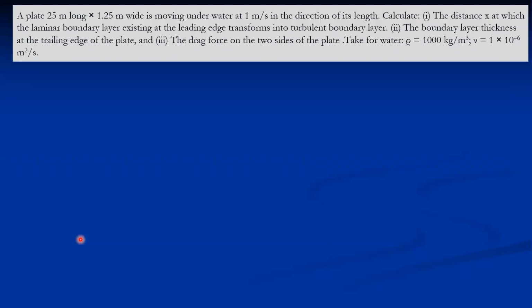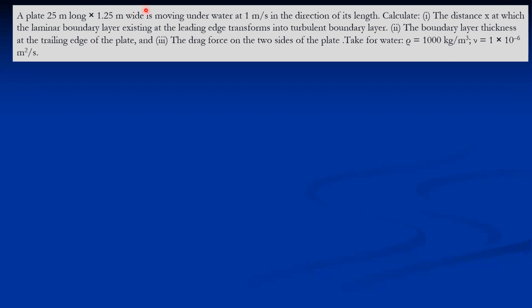Now straight away we go to the numerical. A plate 2.5 meter long into 1.25 meter wide is moving under water at 1 meter per second. So this plate is moving, water is stationary. This situation generally arises when either a boat or ship is moving in a river or a lake water or sea water. In that case, the surface of the boat, whether it is horizontal or vertical, we can treat as a flow over a flat surface.